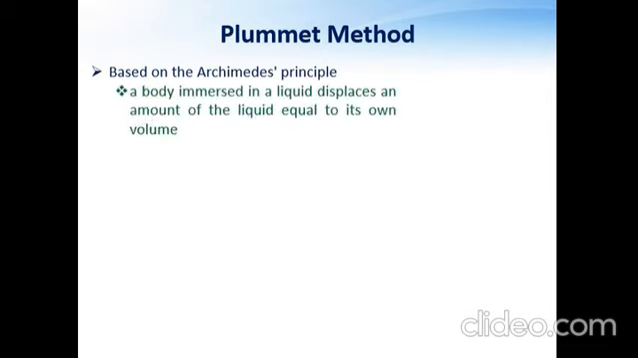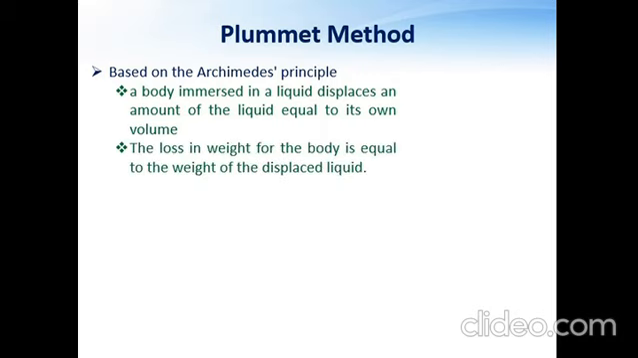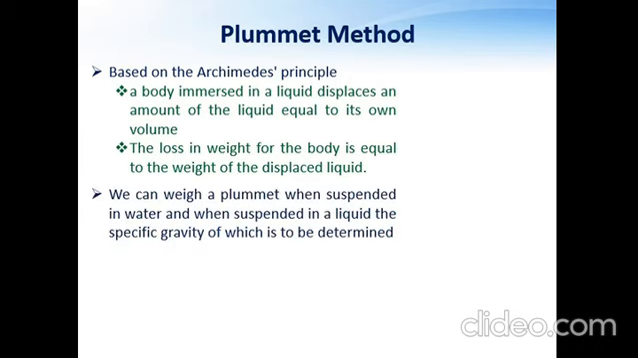Another method to measure specific gravity is called the plummet method. Actually, this method is based on the Archimedes principle. A body immersed in a liquid displaces an amount of the liquid equal to its own volume. The loss in weight for the body is equal to the weight of the displaced liquid. We can weigh a plummet when suspended in water and when suspended in liquid, the specific gravity of which is to be determined. The liquid is the sample liquid.